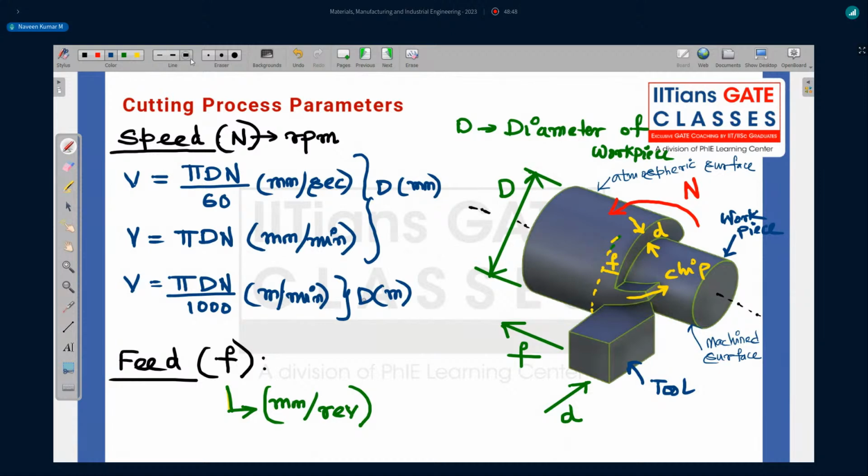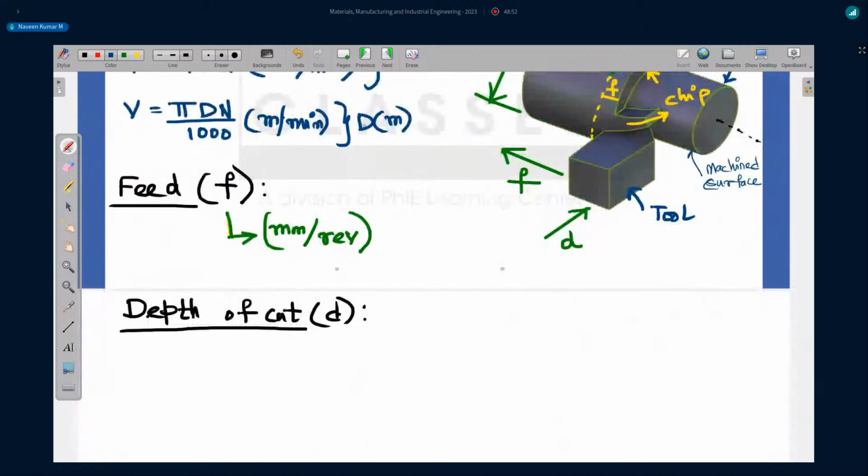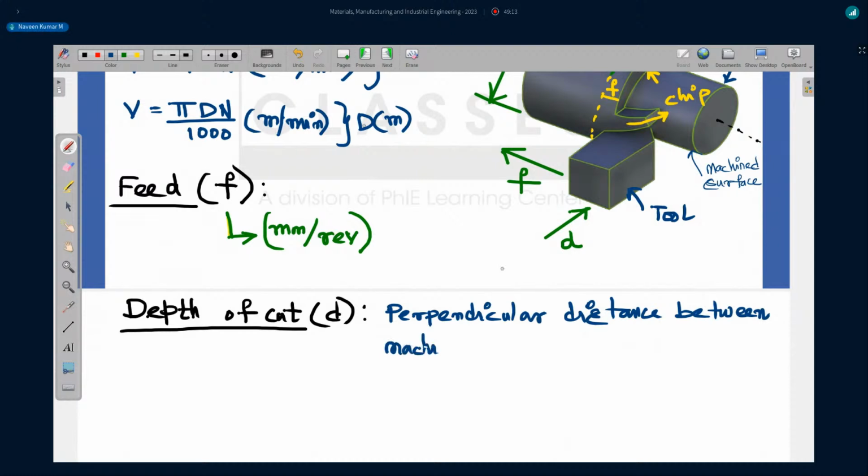Okay, so let me write that. Depth of cut: perpendicular distance between machined surface and atmospheric surface.